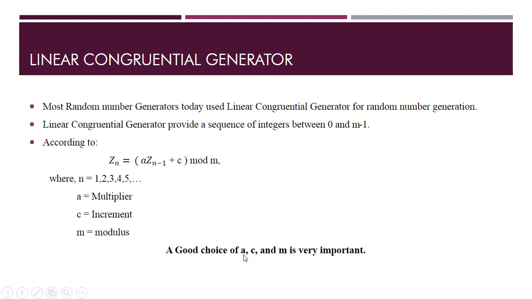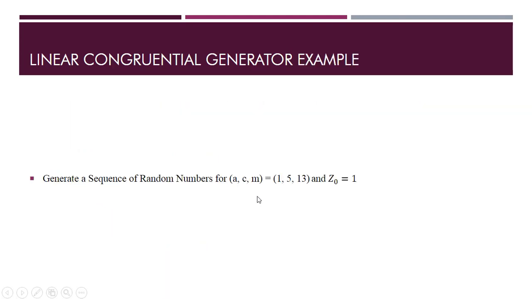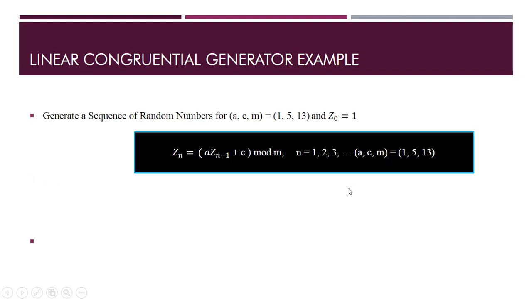The choice of a, c and m is very important, as it plays an important role in the generation of random numbers. Here we have a question. We need to generate a sequence of random numbers for the given values: a is 1, c is 5, m is 13, and g0 is 1. We will use this formula, insert the values, and generate the sequence of random numbers.